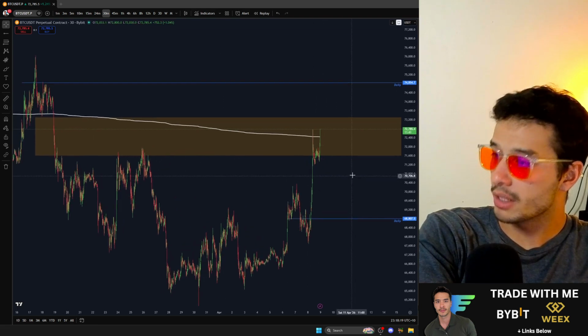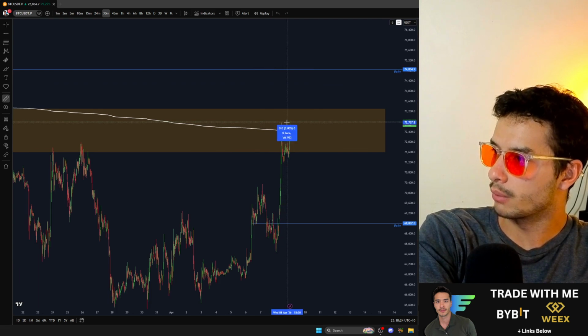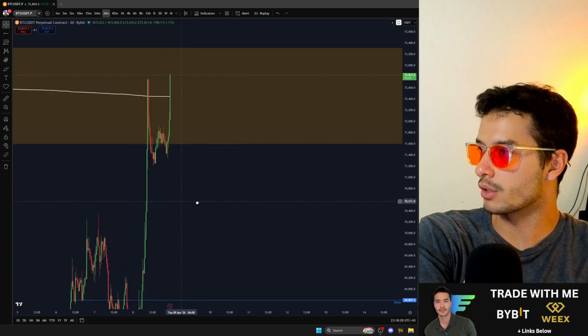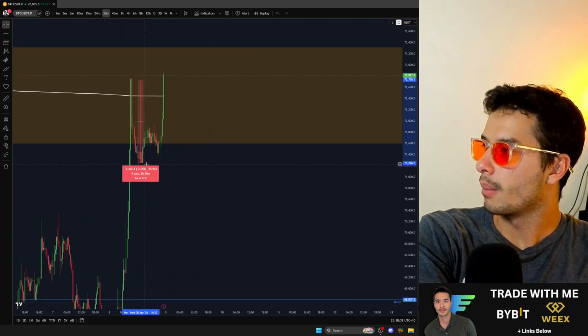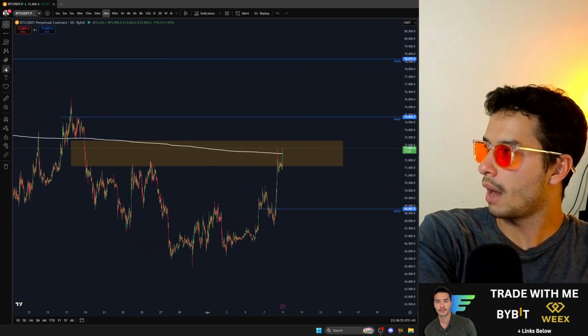The reason I'm saying that is because if it was going to do the rejection, it should have done the rejection already, which was this rejection. In fact, that is already a good rejection. A 2% rejection is already solid. But if that level was going to bust, it should have busted there. So we'll have to see how this pans out.